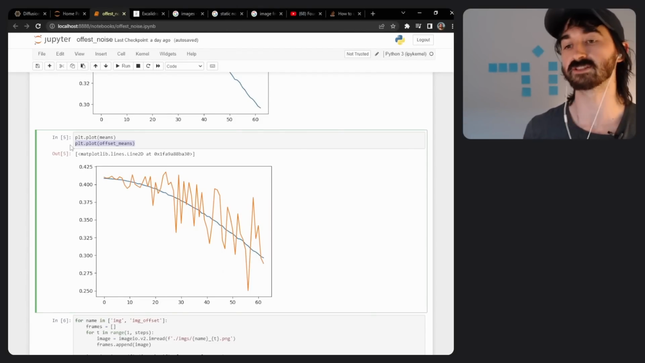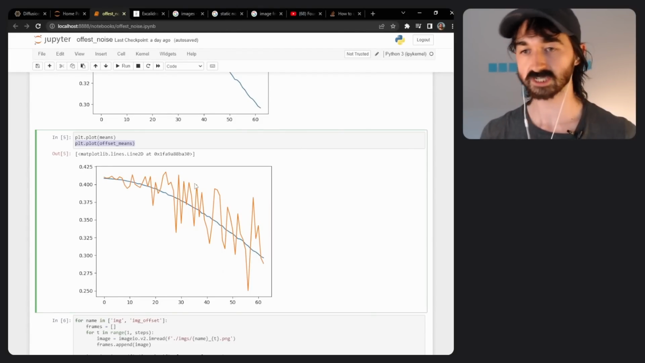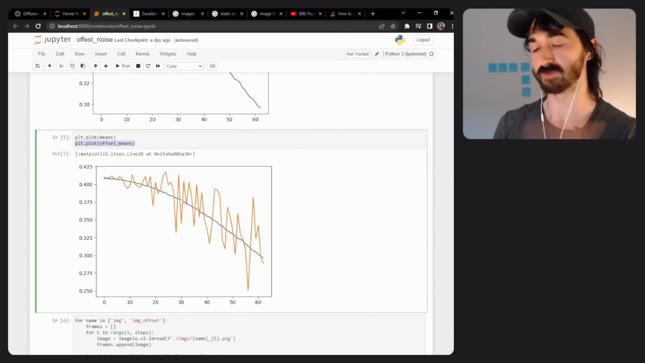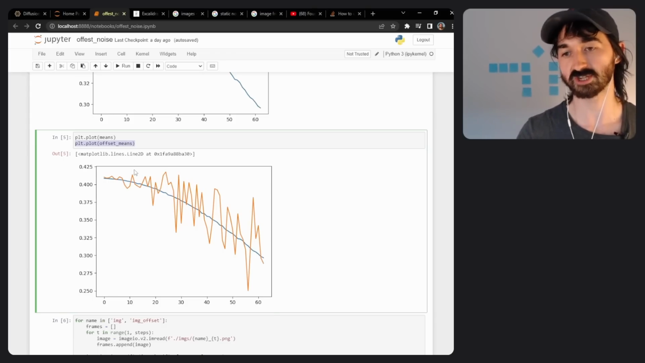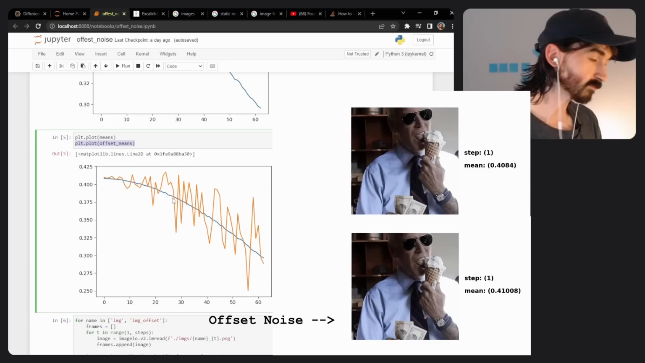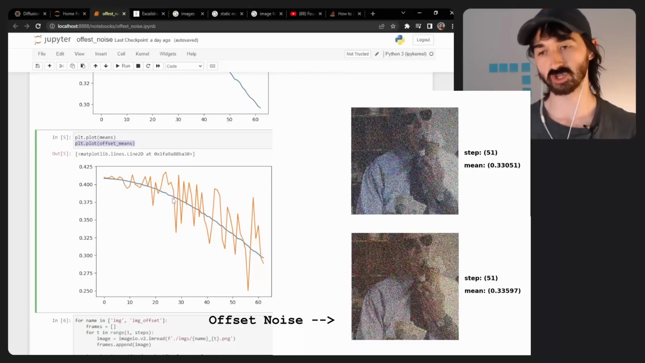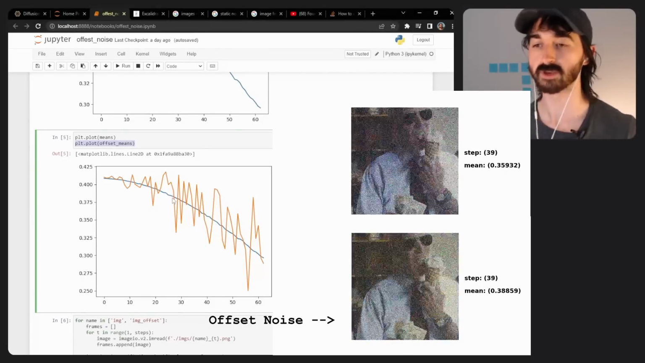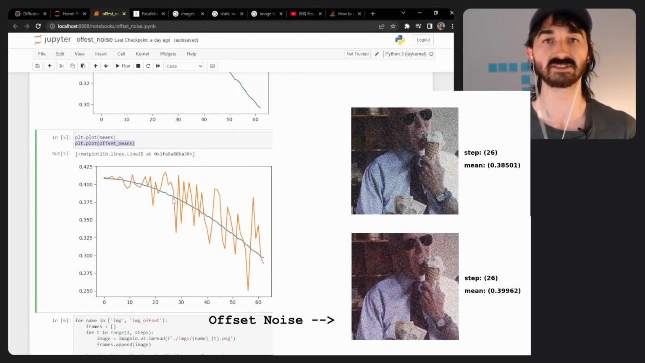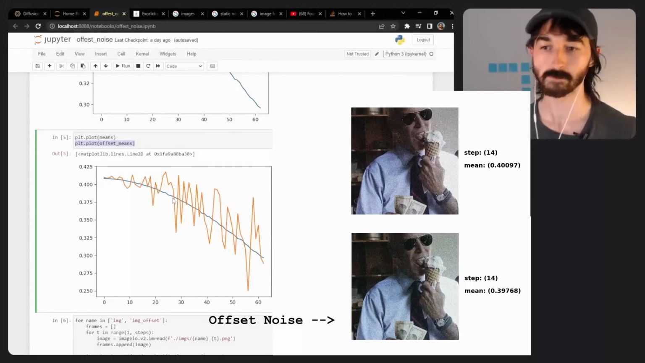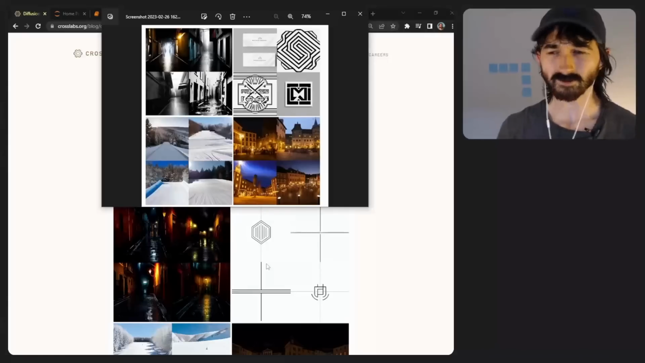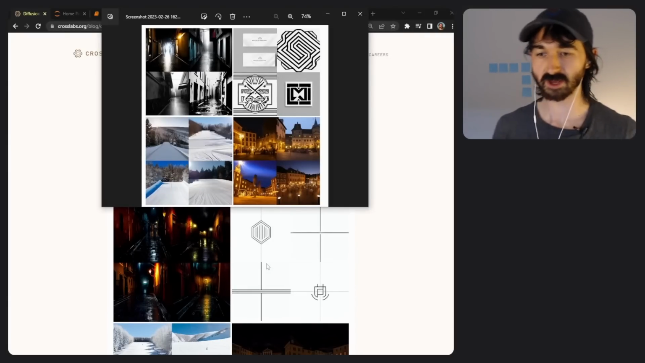I plotted the means from the old strategy over 64 steps along with the means from the new strategy, and you can see with the new strategy, the mean jumps around like crazy. And the idea is that with this new strategy, your latent diffusion model will have a lot more freedom in choosing what kind of means, what kind of image brightnesses it wants to generate. And this seems to have quite a big impact on the quality of the model.